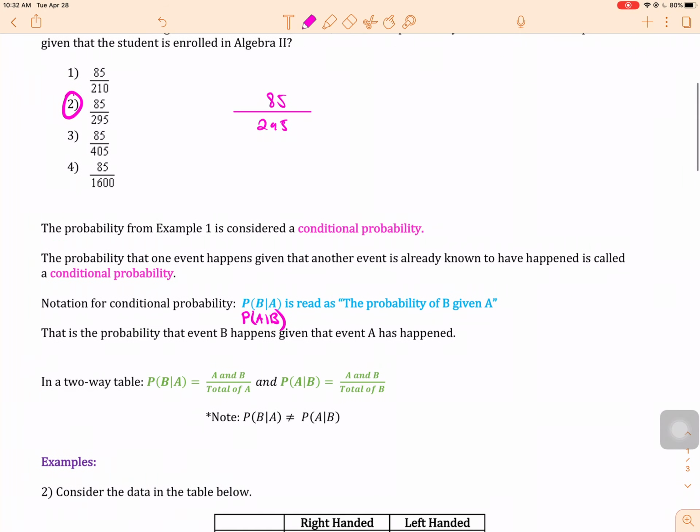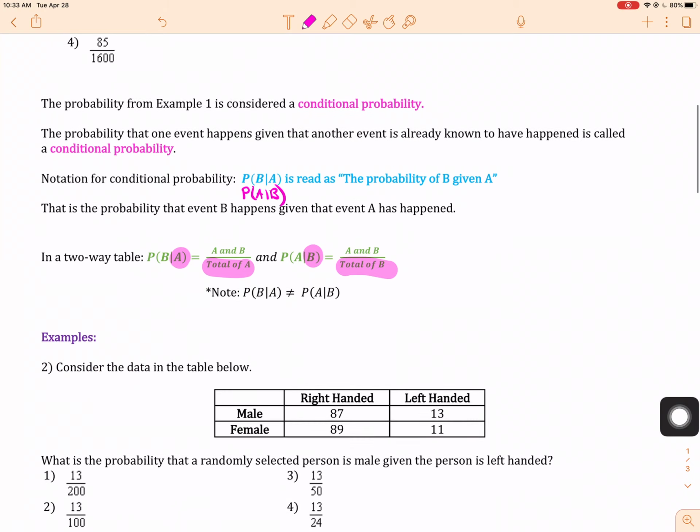And we have a formula for it as well. The probability of B given A is the probability of both happening over the probability that A has already happened, or out of how many total people are in group A. And if you switch it, A given B, then it's A and B over B. So it's always whatever is second that is your denominator. Okay, in AP Stats, we use this a lot. Now note, the probability of B given A is not the same as A given B. Very different.